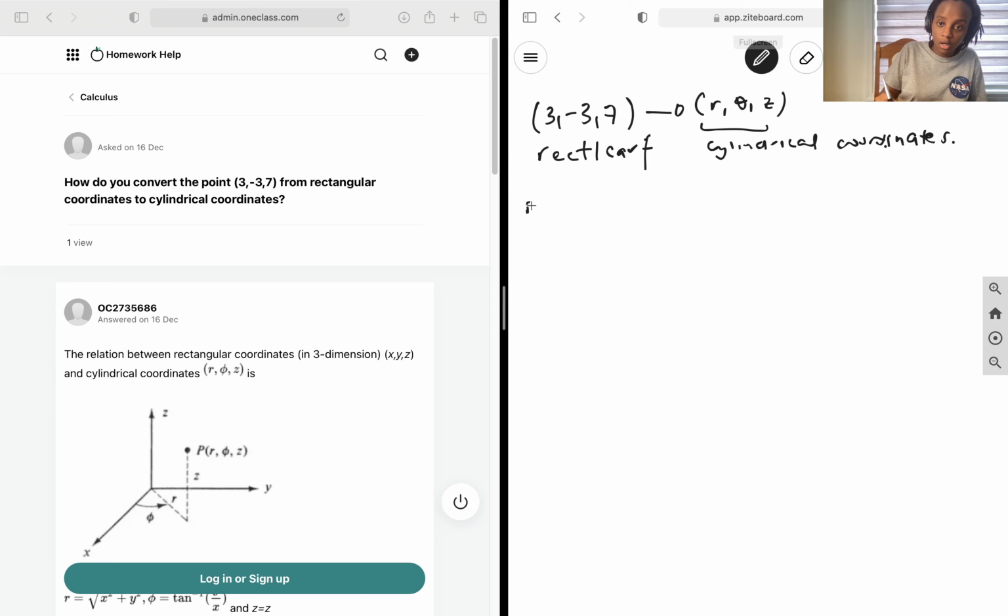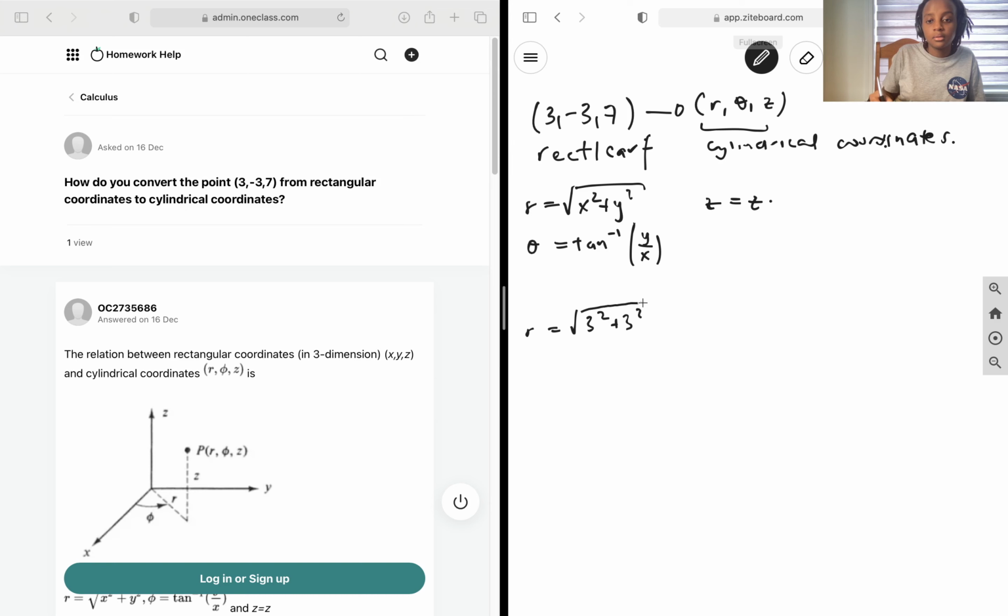We need to remember how to convert from Cartesian coordinates to cylindrical coordinates, and that is going to give us r is equal to the root of x squared plus y squared. Theta is equal to the inverse tan of y over x, and z is simply equal to z. We're just going to plug in the values that we have, and we get r is equal to the root of 3 squared plus 3 squared, which is root 18.